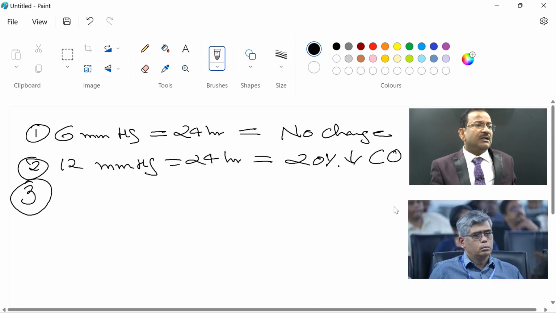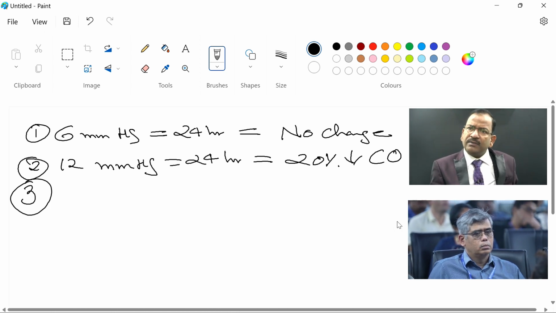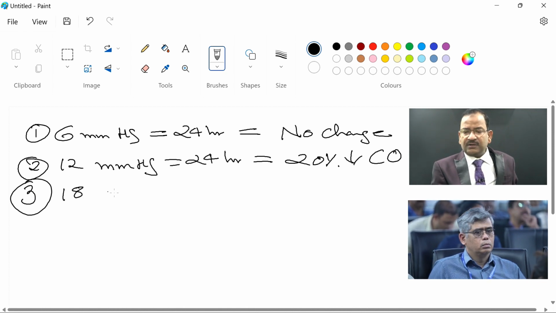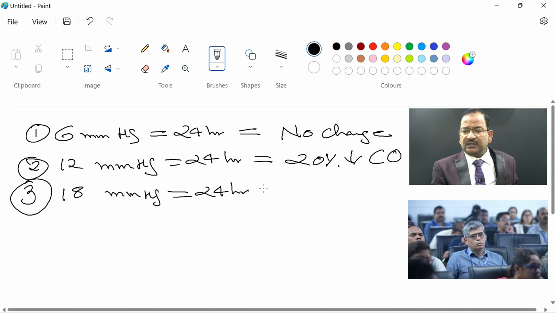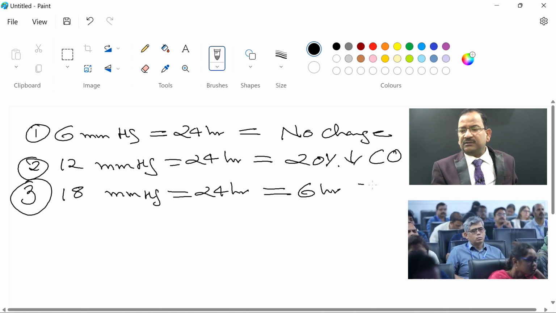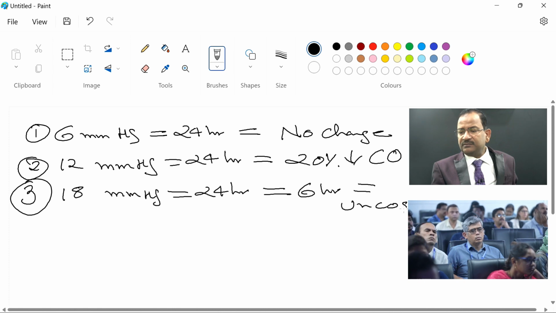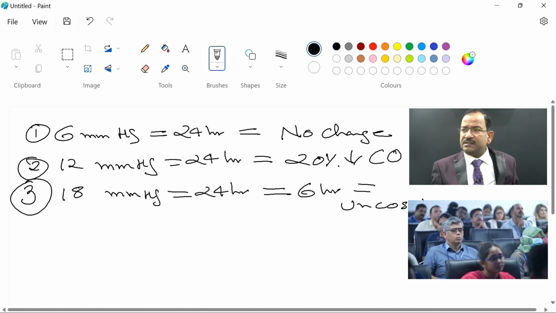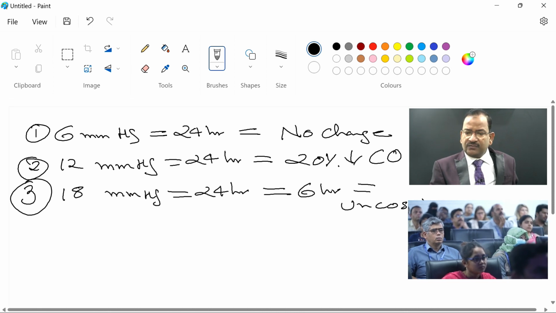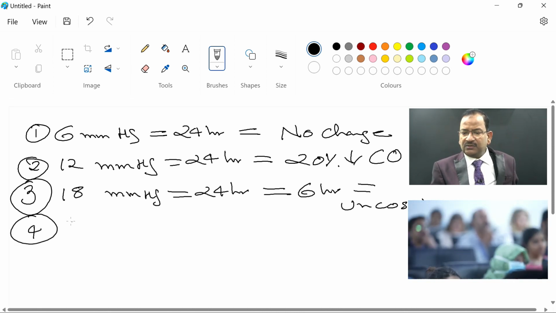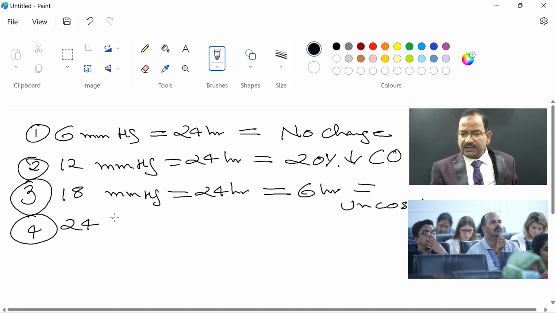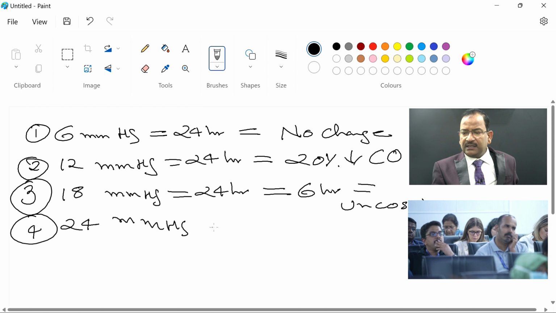Still, the animal's vitals were normal, pulse, BP, respiration normal, but the animal was not willing to eat or drink, lying very sick, but survived 24 hours. In the third group of animals, they used 18 millimeter of mercury, again for 24 hours, and within 6 hours it became unconscious. In the fourth group of animals, they used 24. So the pressure was increased by 6 millimeter, and here within 3 hours there was death.